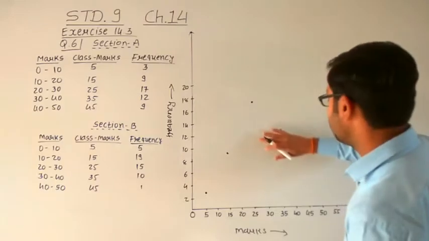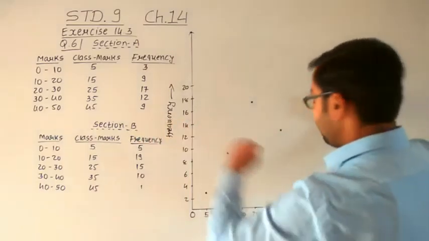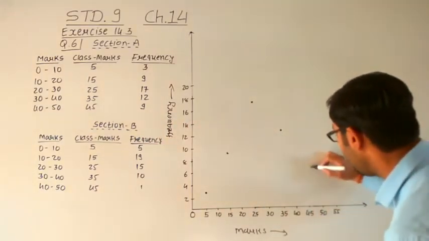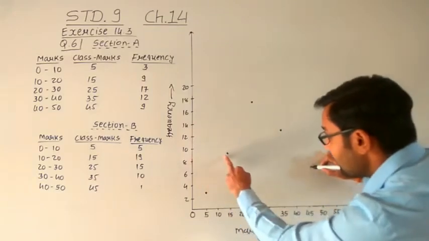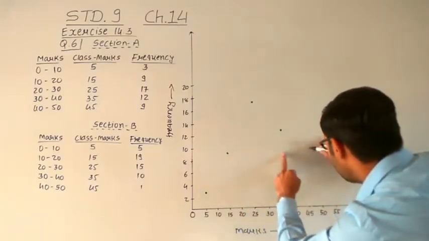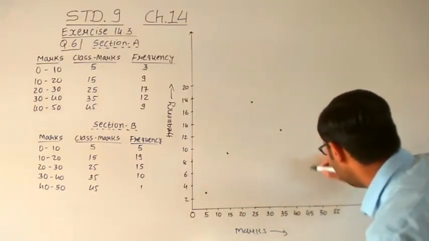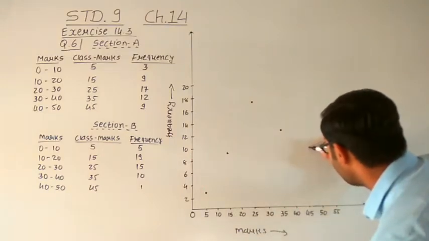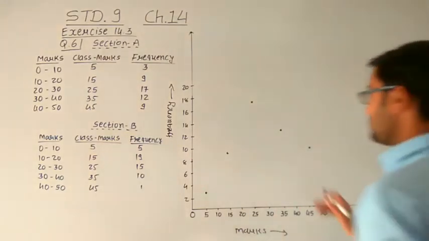Now next one is 45, 9. 45 and 9. 9 is there between here, here, 45 and 9. So here we have represented all the values.